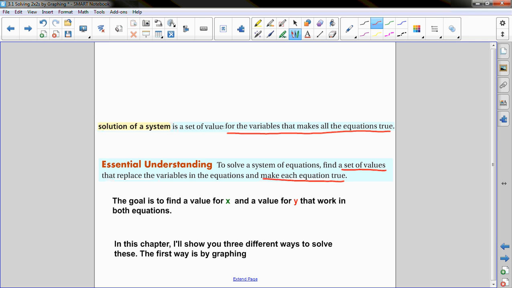Right? And I'm going to show you three different ways. And the first way we're going to do today is solve by graphing, because we just finished graphing lines, correct? y equals mx plus b. So it's the way you're most familiar with, because you all know all about solving for y and slope-intercept form. We're going to do that.